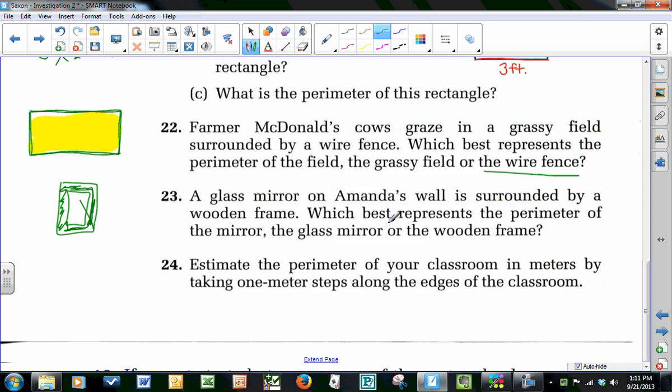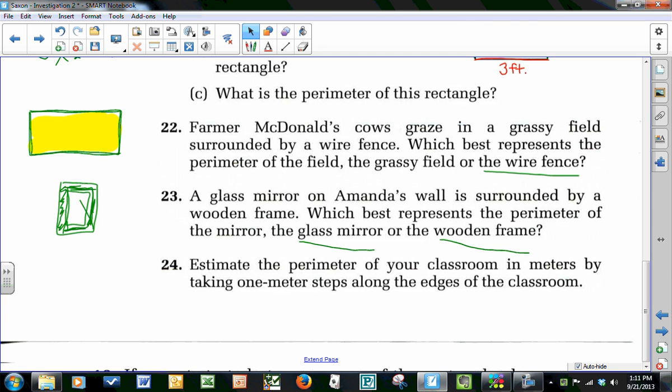There it is. Which best represents the perimeter of the mirror? Is it the glass mirror on the inside, or is it the wooden frame on the outside? That's right, it's the wooden frame. It's the perimeter, the outer edge. The perimeter is like the frame. So that's how you measure the perimeter.